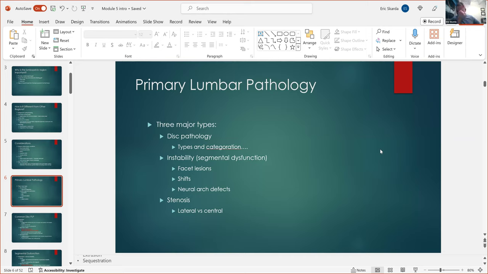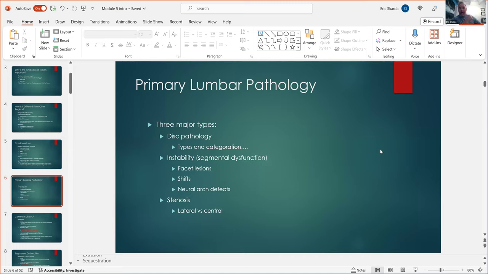The next one here, neural arch defects. So these are your pars fractures, your lamina fractures, things of that nature. Very substantial because they destabilize the neural arch itself. That's one of the major restraints for rotation. It is possible, based off of a neural arch fracture, that if it's a pars fracture right through the top of the neural foramen, where the nerve root goes right underneath, the fracture can create enough inflammation to create a radiculopathy. That's going to look very similar to a disc lesion.